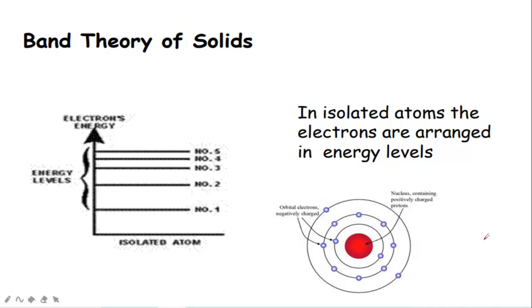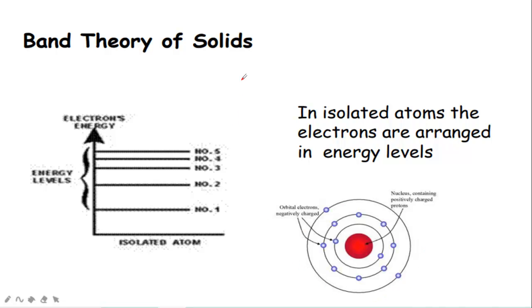Band theory starts with the construction of an isolated atom. This is an isolated atom, and the electrons are arranged in their respective energy levels. The red one in the center is the nucleus. The nucleus has positive charge and the electrons have negative charge. In the first, innermost shell, there are 2 electrons. In the second shell, there are 8 electrons. And in the last, outermost shell, there are 2 electrons.